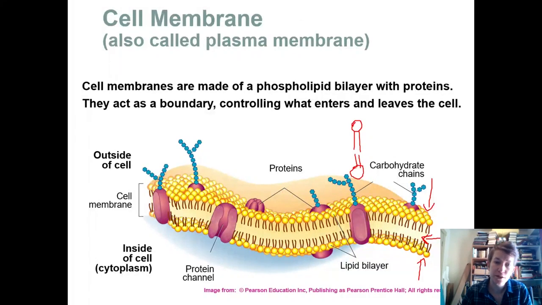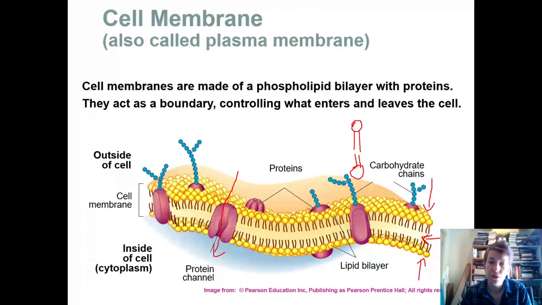Some of those proteins are going to be channels that will allow specific kinds of molecules to go in and out of the cell. Most of the time, it's going to only be one kind of molecule that can go through each kind of channel, and they have to be pretty small usually to be able to fit. So anything that's bigger than a monomer probably is too big to go through a protein channel.